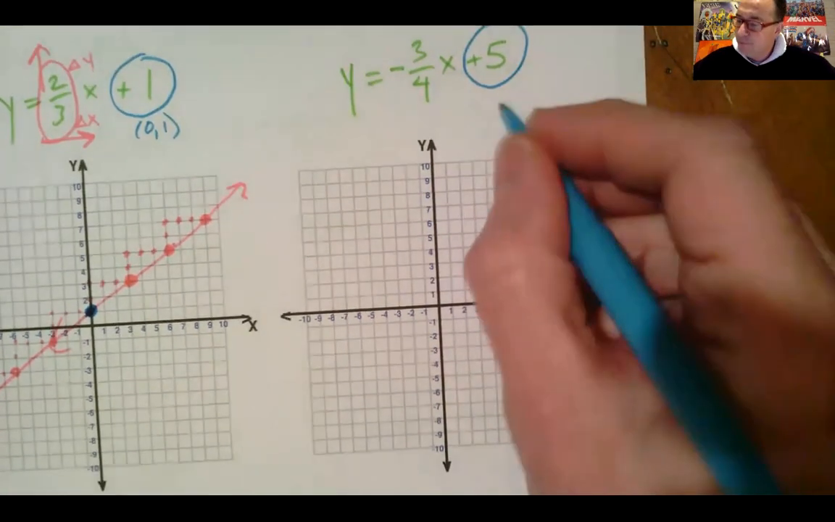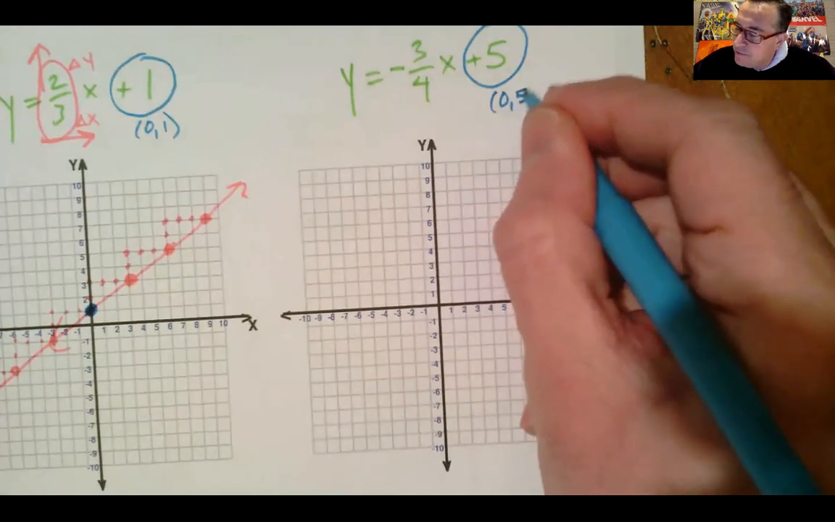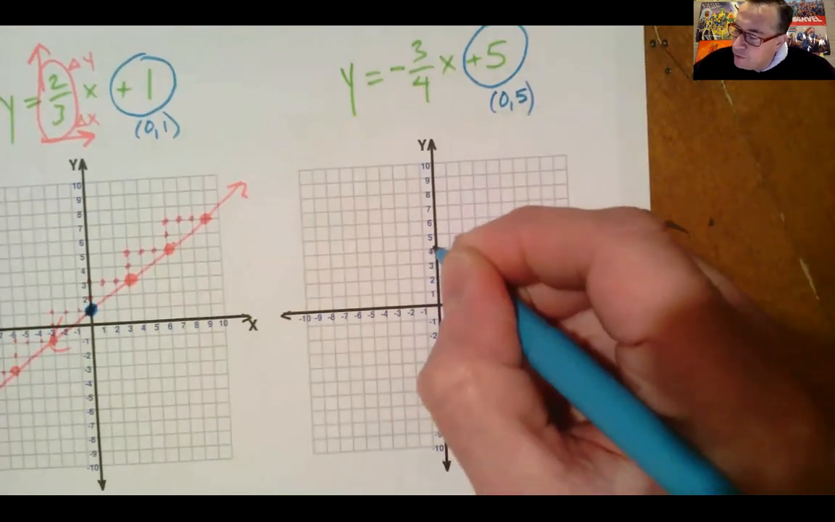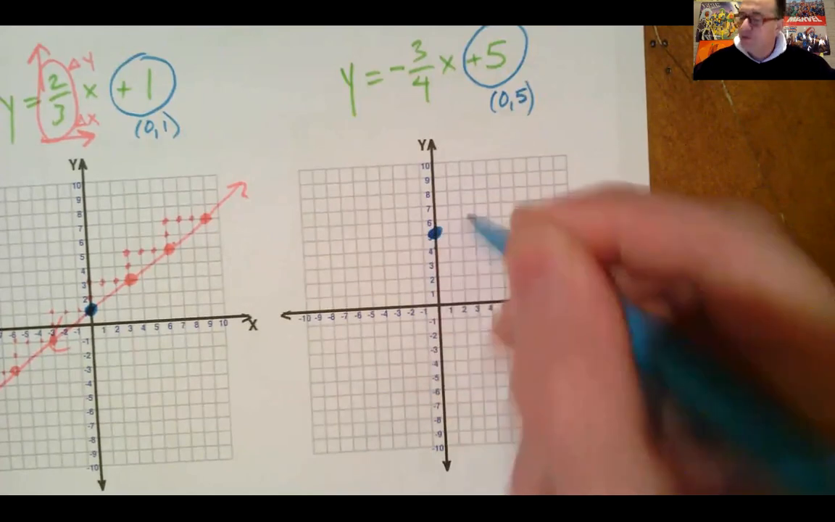All right, plus 5. That's where we're going to start. 0, 5. So here, 1, 2, 3, 4, 5. Boom, there's our starting place.